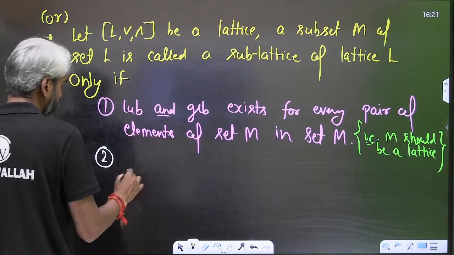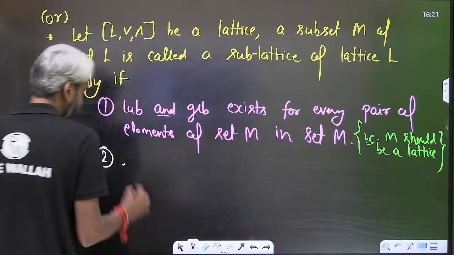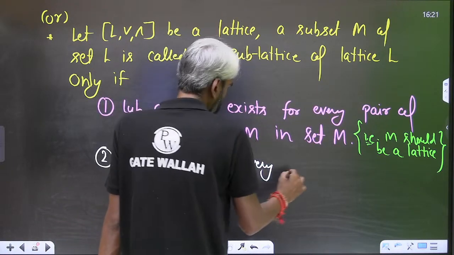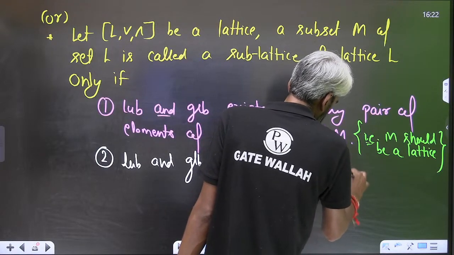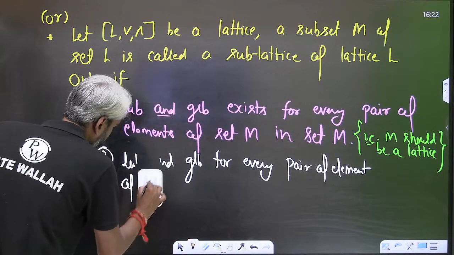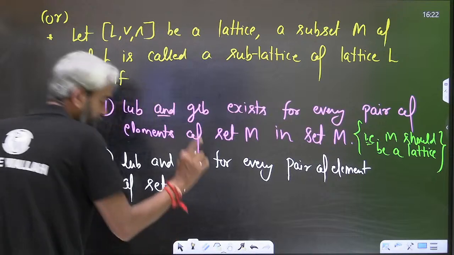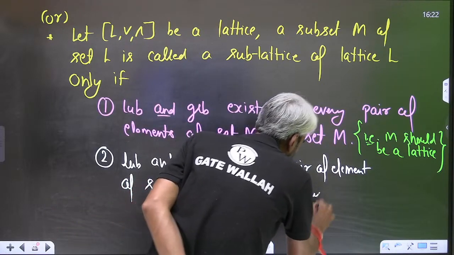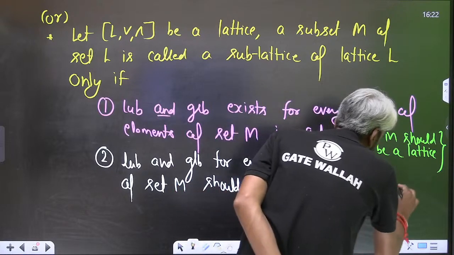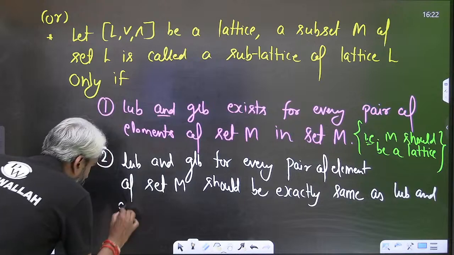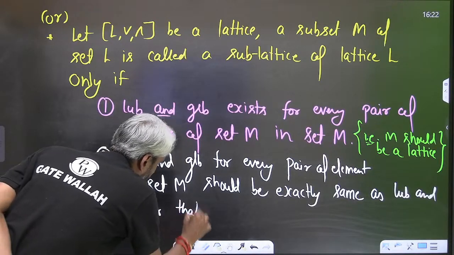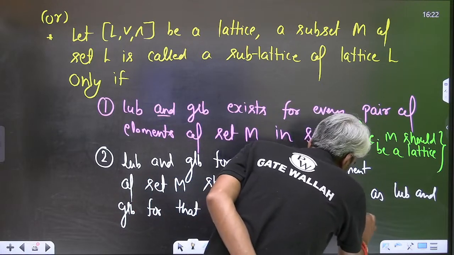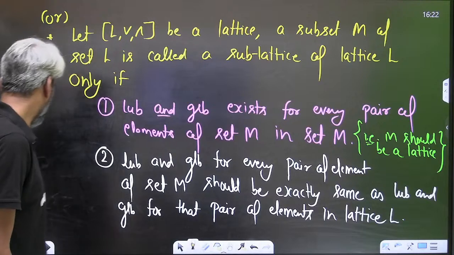Second, the least upper bound and greatest lower bound for every pair of elements of set M should be exactly the same as the least upper bound and greatest lower bound for that pair of elements in lattice L. Okay, let's try to understand with the help of an example, so it is more clear.